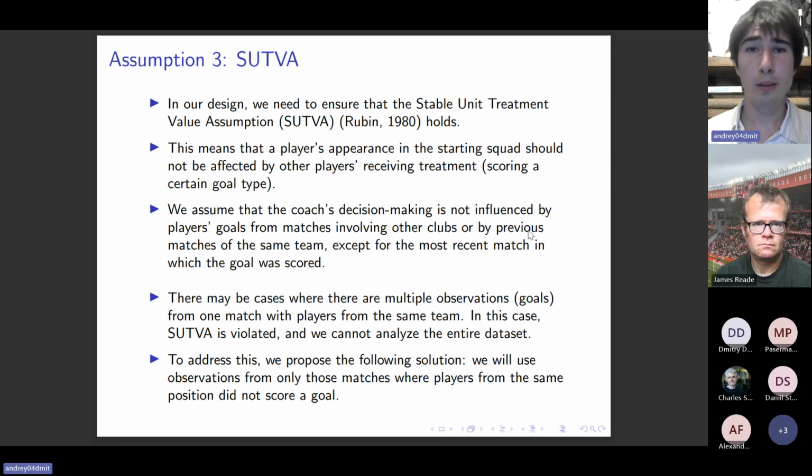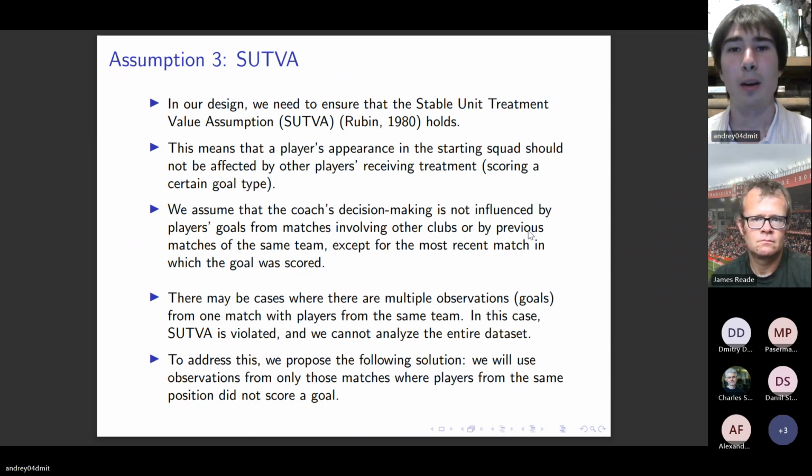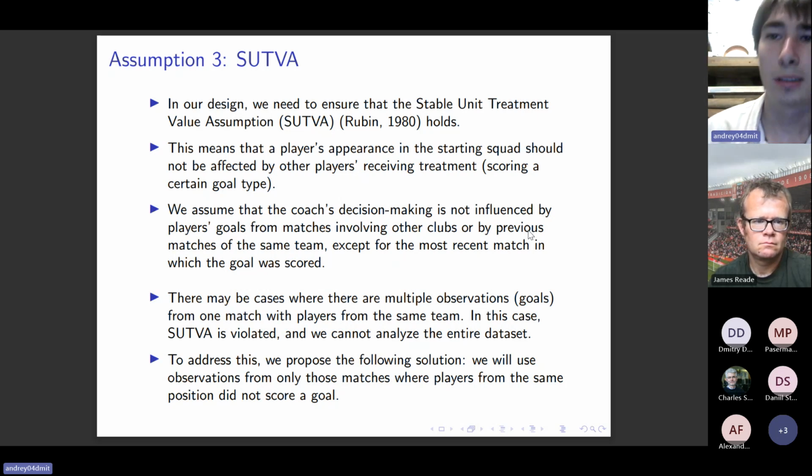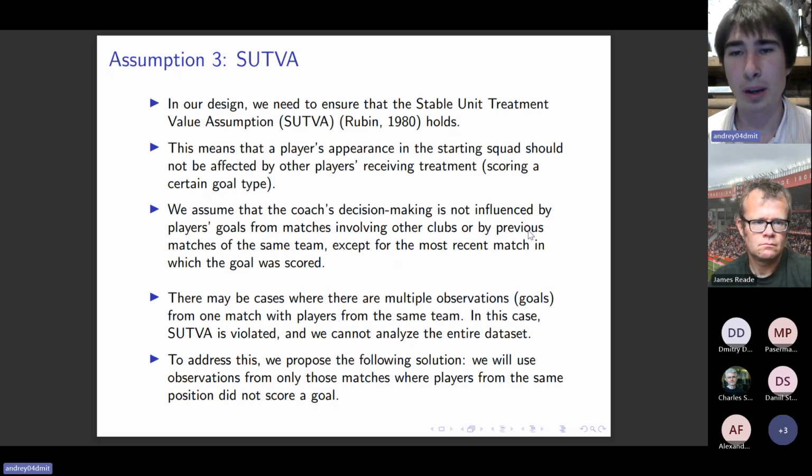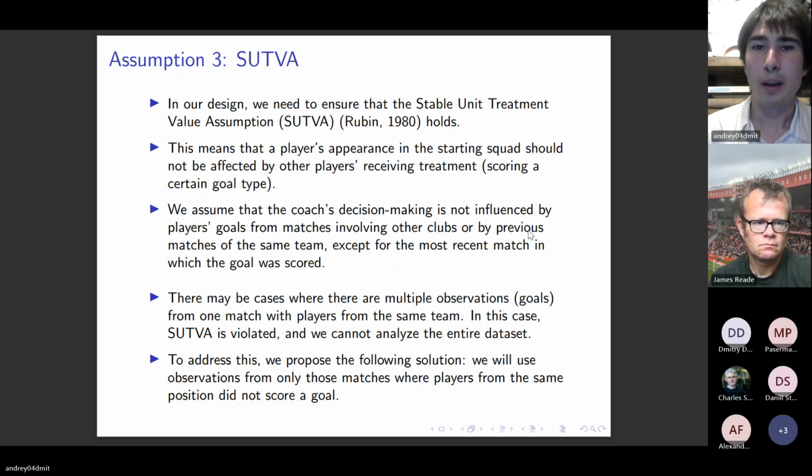So, our third assumption, SUTVA. I told you about this. So, in our design, we need to ensure that SUTVA holds. What actually does it mean, you may ask? This means that a player's appearance in the starting squad shouldn't be affected by other players receiving treatment, scoring a certain type of goal.